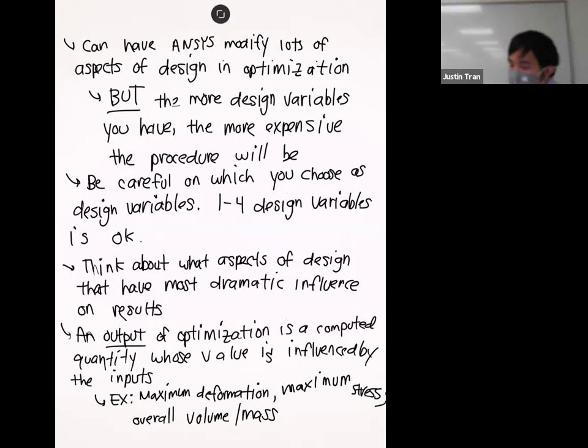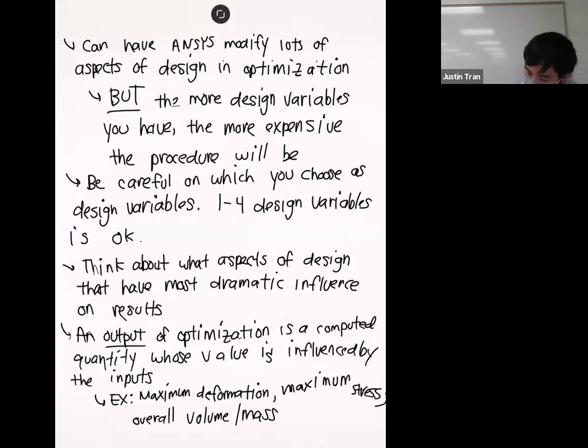Okay, because a lot of times, when you run a simulation or when you run a design, you want to minimize a lot of these things. You want to minimize the deformation, you want to minimize the stress, you want to minimize the volume or the mass. Okay. And the values of these are going to be influenced by your input parameters, right? Depending on what the geometry of your part is like, what material you choose, how much of that material, that's going to influence these results, okay? And so the other part of the optimization is to define for ANSYS what aspects of the outputs you are interested in optimizing, okay?